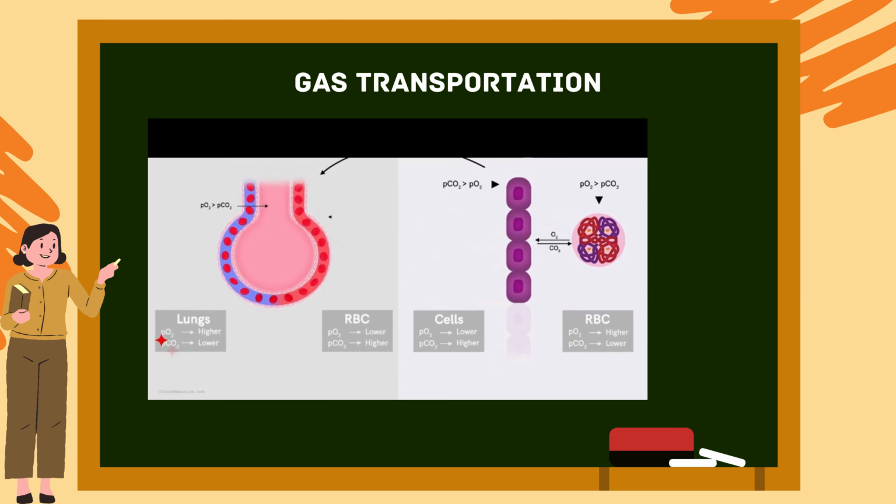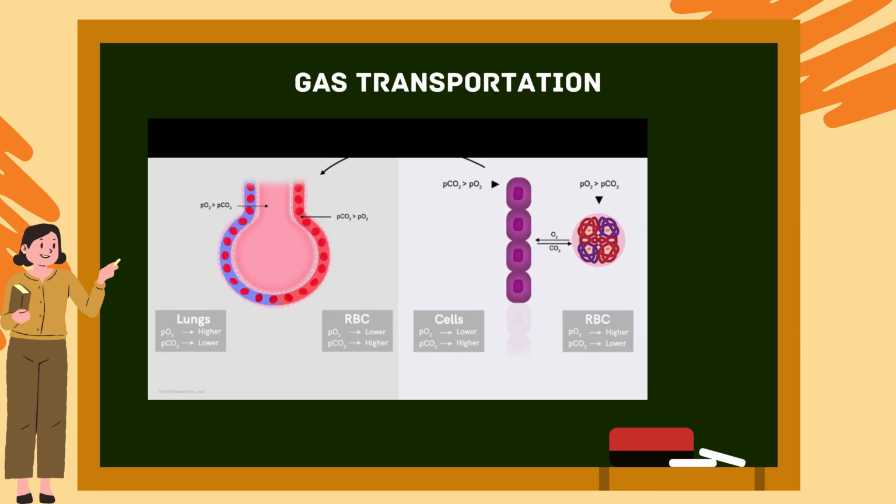Is then carried to the lungs, where the partial pressure of carbon dioxide is still lower, and here the scene is totally reversed. Now the partial pressure of carbon dioxide is higher than that of oxygen in the RBCs, in contrast to the cell as seen earlier, and the partial pressure of oxygen is lower in the RBCs compared to the lungs. So the exchange and complex formation takes place once again. This is how the gases are transported.